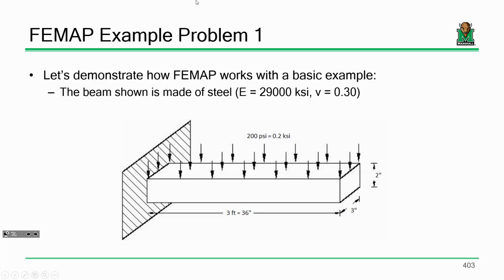What we're going to do here is literally create a three-dimensional model of this beam. I mean X, Y, and Z. We're going to create the whole thing. So let's go through the parameters so that you all have an idea of what's going on. It's made out of steel, so 29,000 KSI, Poisson's ratio is 0.3. It's a fixed beam. It's 2 inches tall, 3 inches wide, and it's got a 0.2 KSI, or 200 PSI, pressure load on the top.